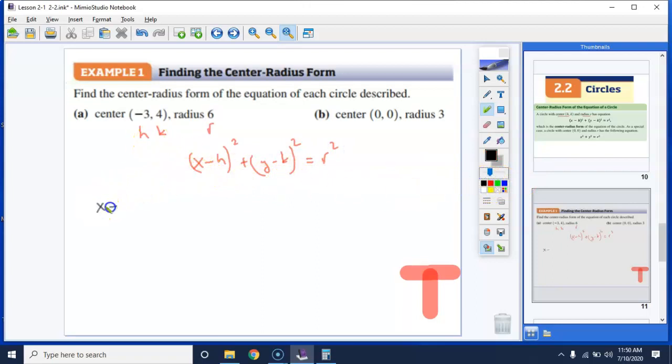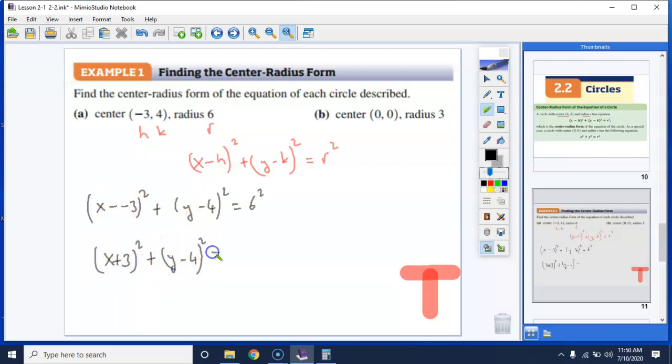So it should be (x minus negative 3) squared plus (y minus 4) squared equals r squared, which is 6 squared. I want you to see that these two negatives make a positive. So (x plus 3) squared plus (y minus 4) squared equals 36. And that's it. That's my equation of the circle, and we are done.